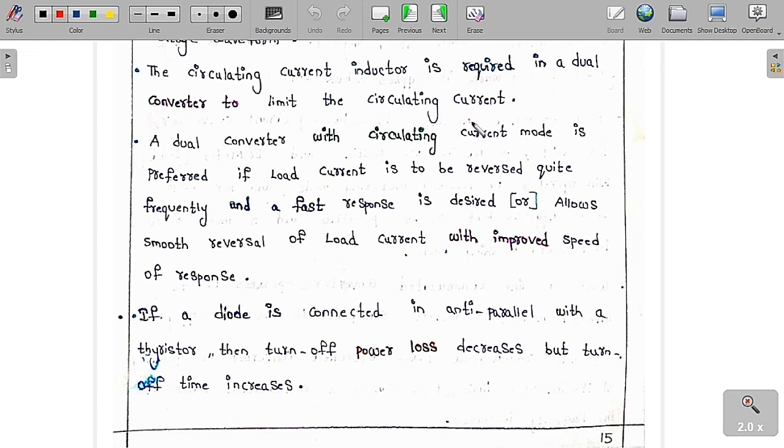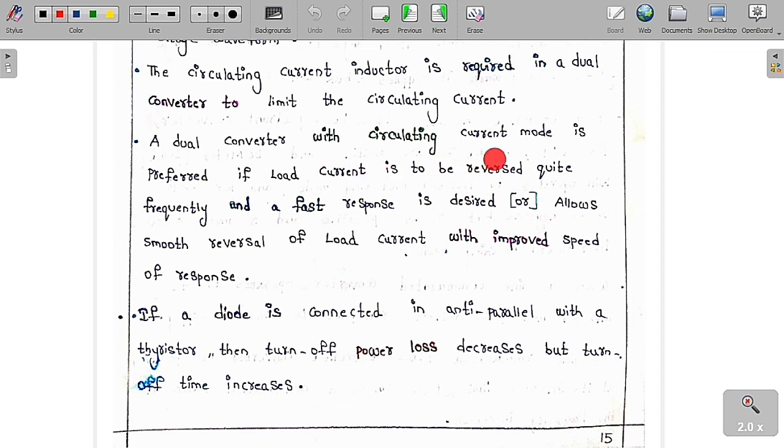A circulating current inductor is required in a dual converter to limit the circulating current. So if you want to limit the circulating current in a dual converter, you need to use the inductor. With the help of this, the size also increases.